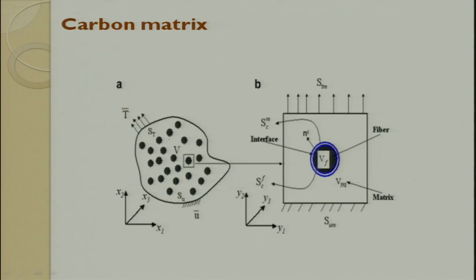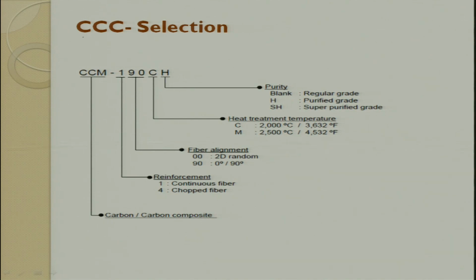If you look at it, this is a carbon-carbon composite, this is a carbon matrix, and these are the fibers which are used. Generally the CC composite has a nomenclature. So, this is the CCM, it is written as carbon-carbon composite, it says 1 or 4.